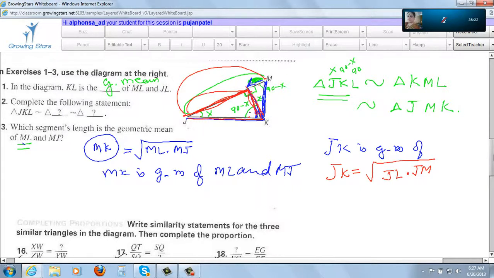It'll come to you. You need to practice, okay? We'll draw different triangles, and when you write it down, with practice you'll be able to do it. Now, here again, writing similarity statements for the three similar triangles, then completing the proportion. So here, if you need the help of the angles, you can always put the angles there. If one angle is x, the other is going to be 90 minus x. This is going to be 90 minus x.